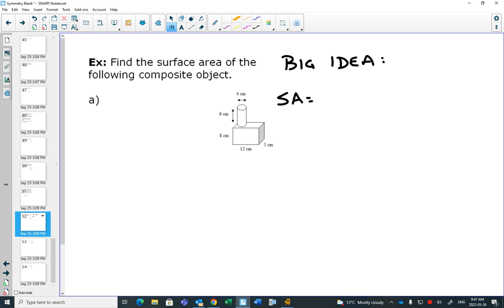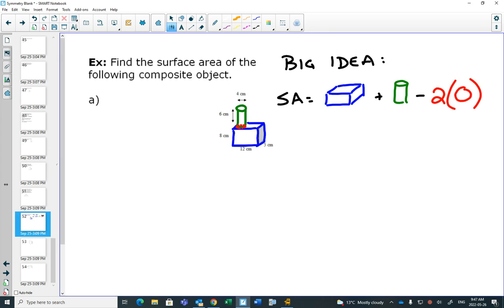The surface area will equal, and I'm going to color-code the rectangular prism here in blue, if we figured out the surface area of the blue one, and then I'm going to color code the cylinder in green, and we added the surface area of the cylinder, we need to subtract, and when I break them apart, can you see that right here there would be a circle missing on the blue shape and a circle not painted on the green shape? So we need to subtract. I'll put the circle in brackets because otherwise it looks like I'm subtracting 20.